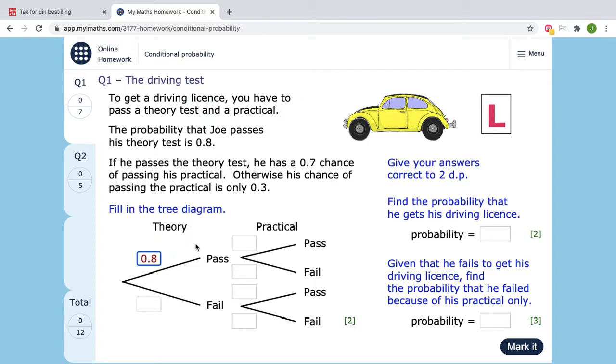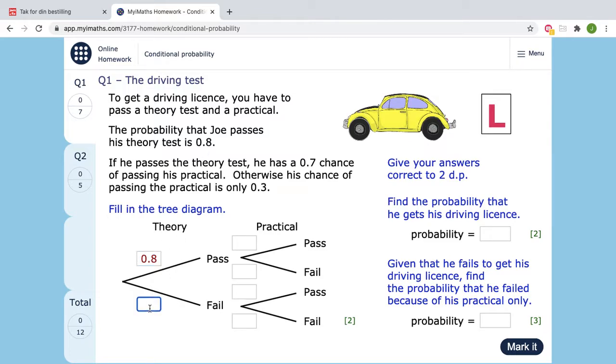Theory test, so there's two levels to this tree diagram. The first level is what he gets in the theory test, pass or fail, and then the practical test. So you can pass the theory and pass the practical, pass theory and fail practical, fail theory and pass practical, or fail both. The probability that Joe passes his theory test is 0.8. So I filled that in.